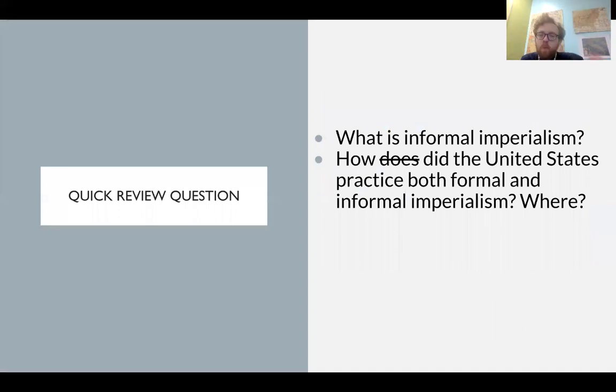So consider what is informal imperialism. Maybe contrast that with formal imperialism. And then how does or did the United States practice both of these types of imperialism? And you should be able to clarify where.